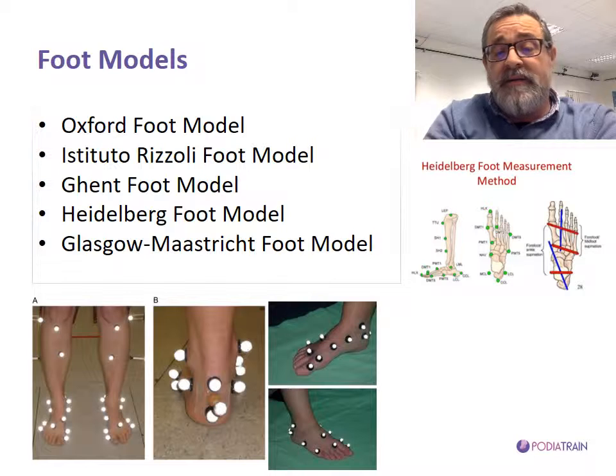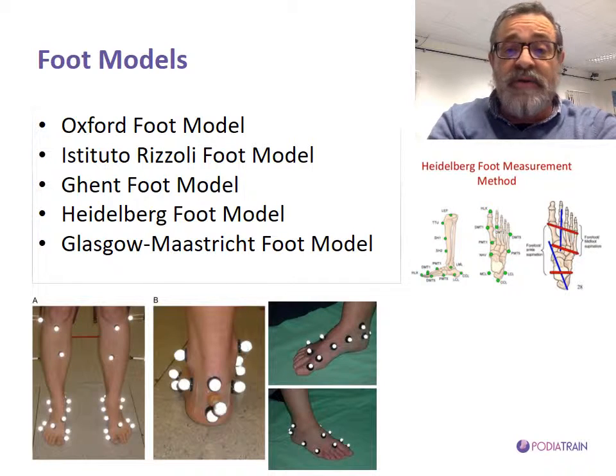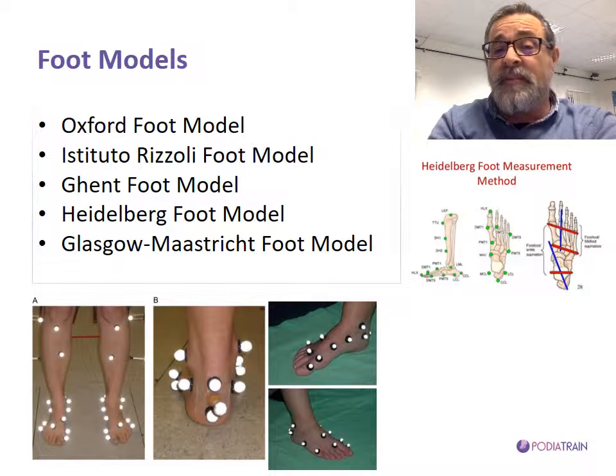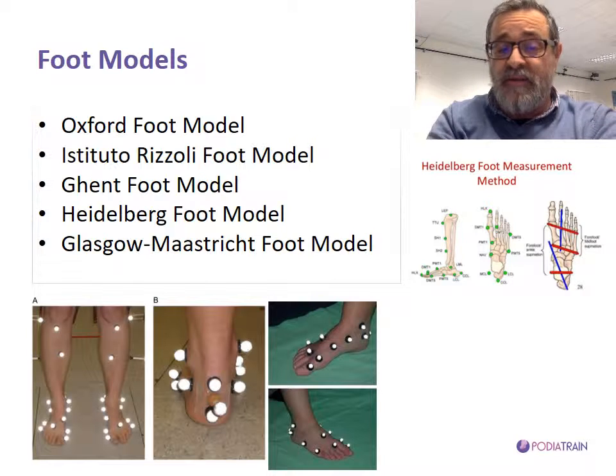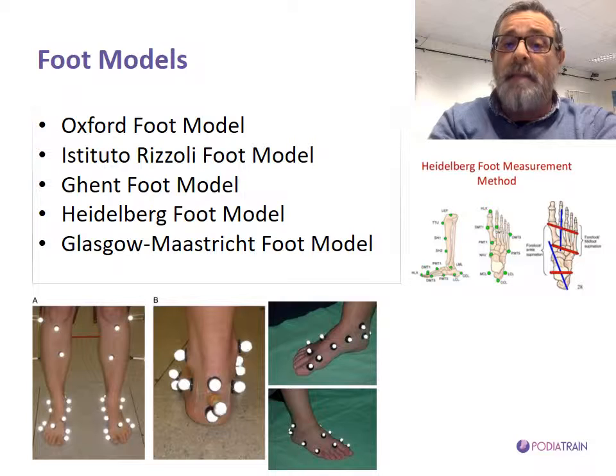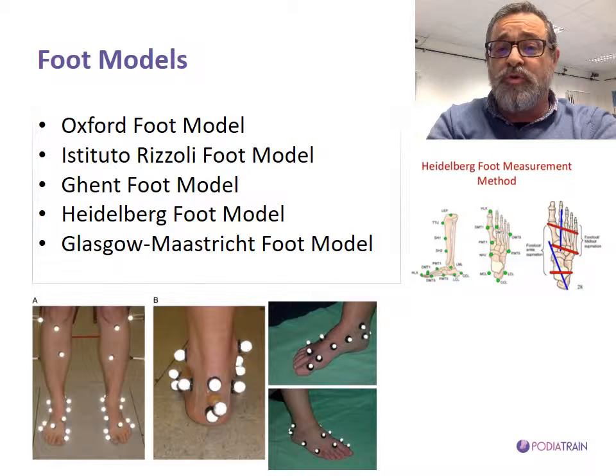Also, other models include the Ghent foot model, or perhaps the most comprehensive model of them all, the Glasgow Maastricht foot model. The authors claim that they have managed to model each and every individual bone of the foot.